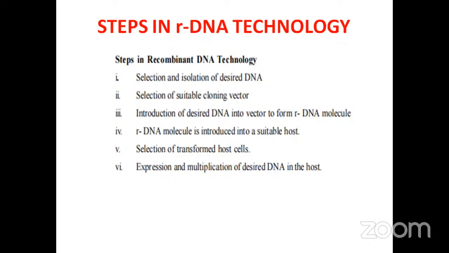Steps in rDNA technology. First, selection and isolation of the desired gene. Second, selection of a suitable cloning vector. Third, introduction of the desired DNA into the vector to form an rDNA molecule. Fourth, the rDNA molecule is introduced into a suitable host. Then selection of the transformed host cell. Then expression and multiplication of the desired DNA in the host. Let's discuss one by one.